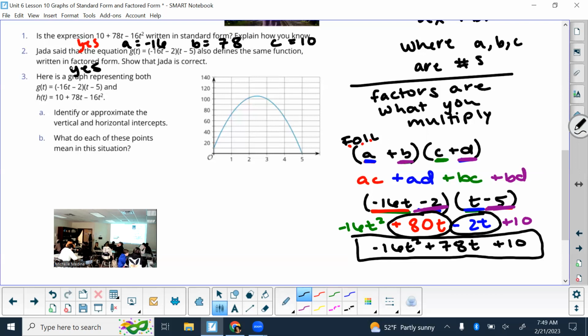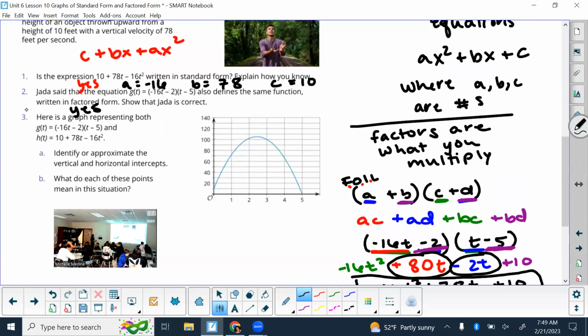Identify or approximate the X and Y intercepts. So vertical and horizontal, hopefully you know which is which. And what do each of these points mean in a situation where they're throwing something? So answer number 3 now with your first.